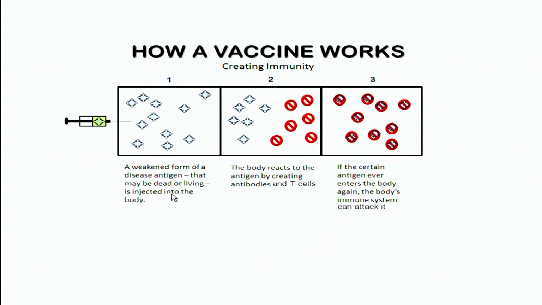Vaccines work by taking a weakened form of a disease antigen that could be, for example, a dead virus or a dead bacterium or a component of a virus or a bacterium, and injecting it into the body so the body mounts a reaction. The body mounts a reaction by creating antibodies and often by mobilizing white blood cells called T cells, which attack infected cells. Then, if the pathogen comes back, the body's immune system can attack and eliminate it. Now, this principle's been going on for a long time.